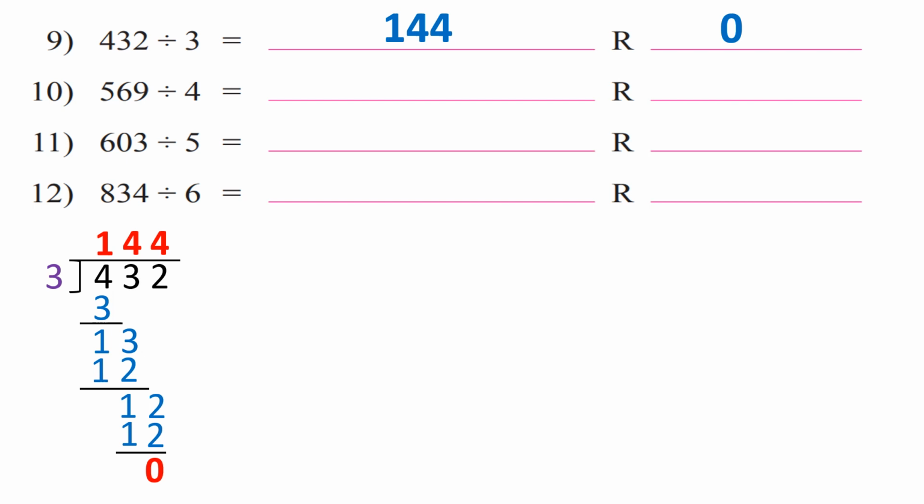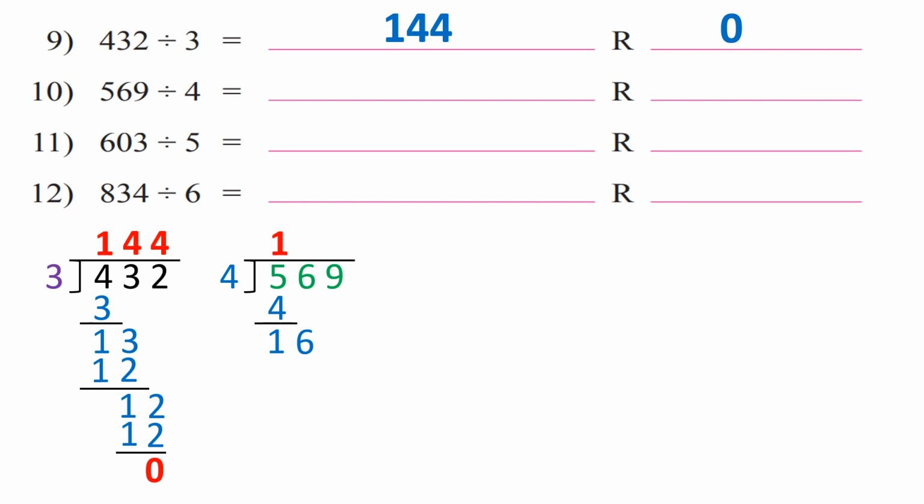Number 10. The number is 569 divided by 4. First, we divide 5 by 4. 5 divided by 4 is 1. 4 times 1 is 4. Then you subtract 5 minus 4 is 1. Then bring down the next number, 6, you have 16.